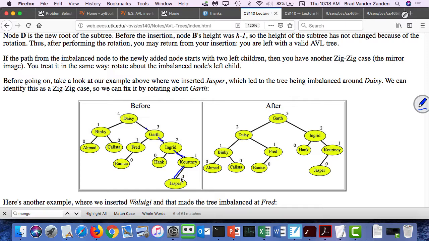Starting at the leaf, we now work our way to the root to discover if there's any imbalance. Okay, the parent of Jasper is Courtney. There's no imbalance because the heights differ by 1. So now we go to Courtney's parent, which is Ingrid. There's still no imbalance. Okay, so now we go to Garth. And we look at that, and we see that there is an imbalance because Garth and Binky differ by 2. So we say the imbalance is actually at Daisy, which is the parent of Garth. That's the first node where the two children differ by a height of more than 1.